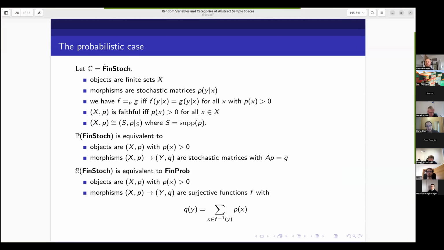So for finite probability, a sample space is a set and a probability distribution. And then we can figure out that this is faithful indeed if the probability distribution has full support. So we can cut down to this. We can consider the category where objects are X and a P that is non-zero. Morphisms are stochastic matrices. And if we then insist that those morphisms are deterministic, what we're left with is this category FinProb, which has been described. So their morphisms are surjective functions which preserve the probability in an appropriate sense.